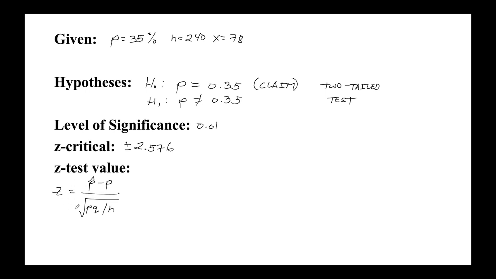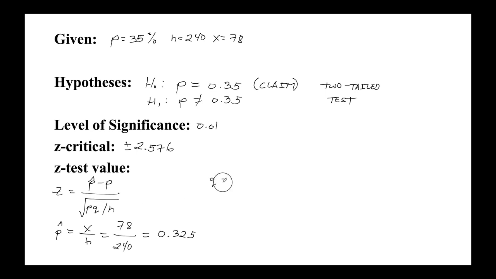Let's start computing for the z. Let's compute first for the value of the p hat. Again, p hat is x over n. So let's have x as 78 over n as 240. If you divide this in your calculator, this will be 0.325. And our q value, since we don't have it yet, let's solve for q.